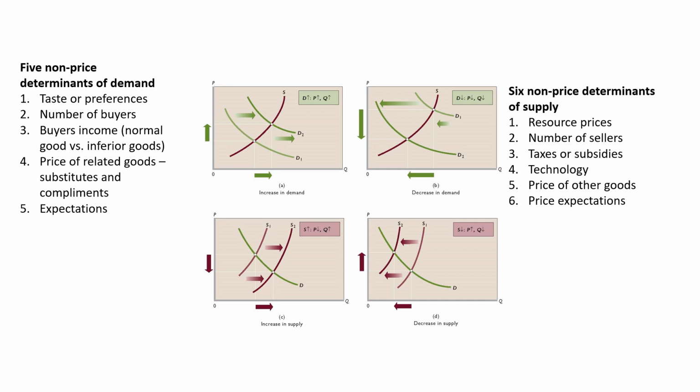You get the idea. All right, expectations. Expectations about future product price, expectations about future product availability, expectations about future income will also shift the curve. Now, the 6 non-price determinants of supply. I labeled these in what I think are the most important, being 1, 2, 3, and 4. We'll talk about 5 and 6 as well.